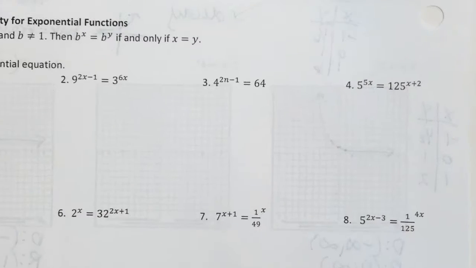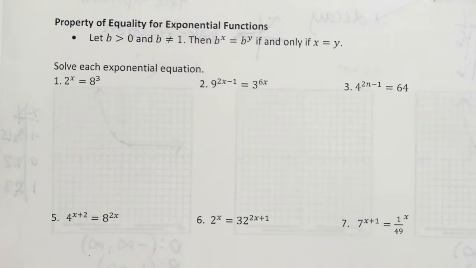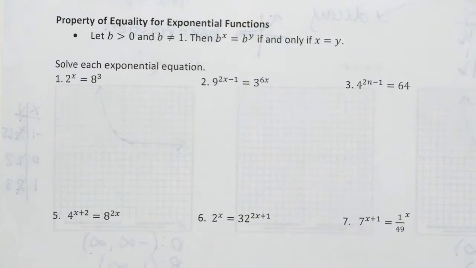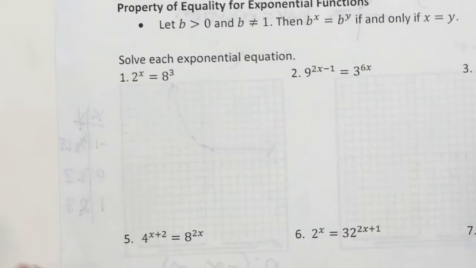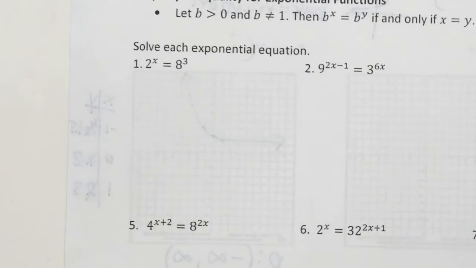Not dealing with logs, but it's very similar, you'll find out. We are solving exponential equations. So number one, obviously we're trying to solve for what? X, but it's in the exponent. So the way we get it out of the exponent is we have to cancel our bases.